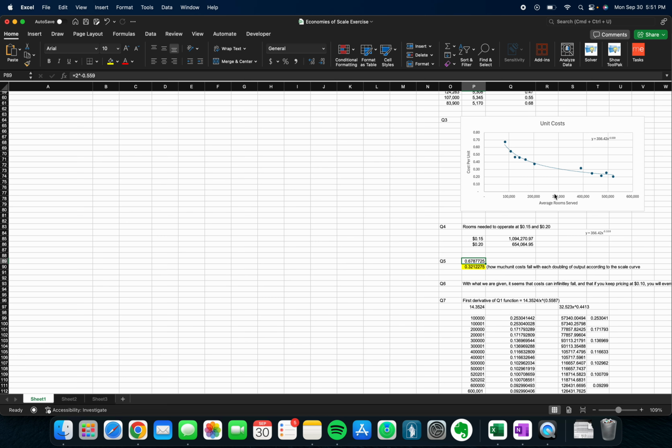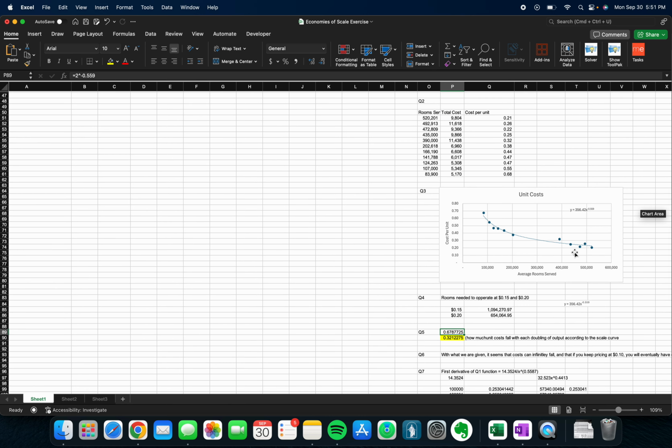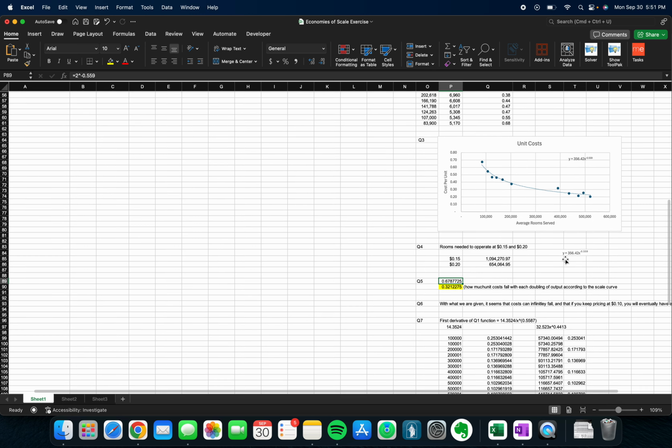So technically speaking, just given this function, it appears as though you would be able to charge 10 cents per day. But the further that you go, it's actually likely that your cost per unit is going to start going up again based off of economies of scale.